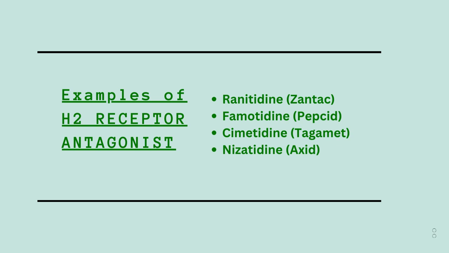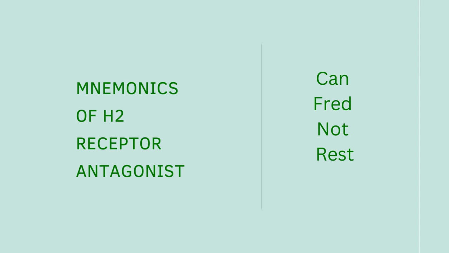Examples of H2 receptor antagonists are ranitidine, Zantac, famotidine, Pepcid, cimetidine, Tagamet, nizatidine, Axid. Here's a mnemonics flash review of H2 receptor antagonists: Can Fred Not.